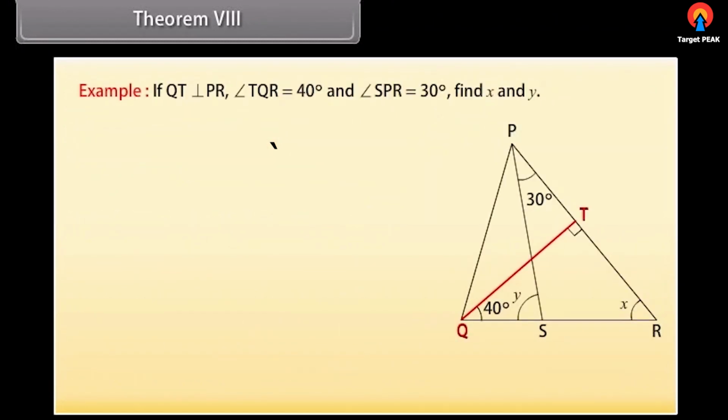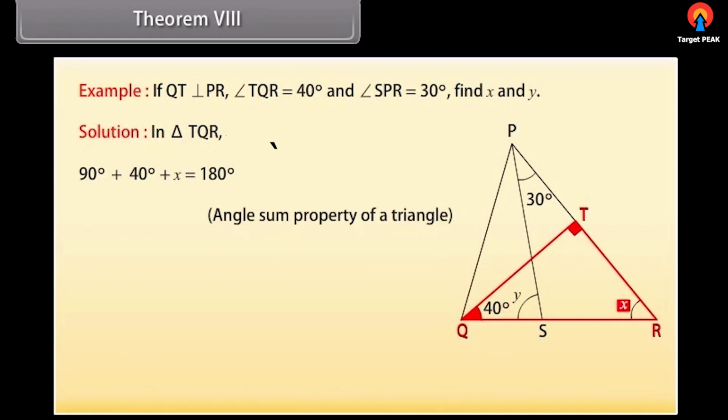If QT is perpendicular to PR, angle TQR is equal to 40 degree and angle SPR is equal to 30 degree, find x and y. Solution. In triangle TQR, 90 degree plus 40 degree plus x is equal to 180 degree because of the angle sum property of a triangle. Therefore, x is equal to 50 degree.